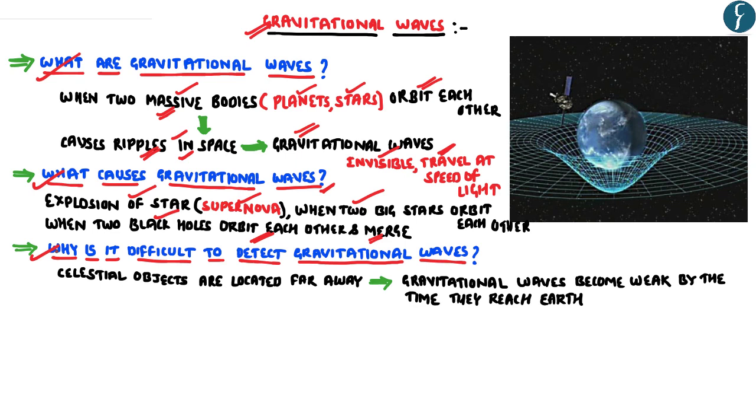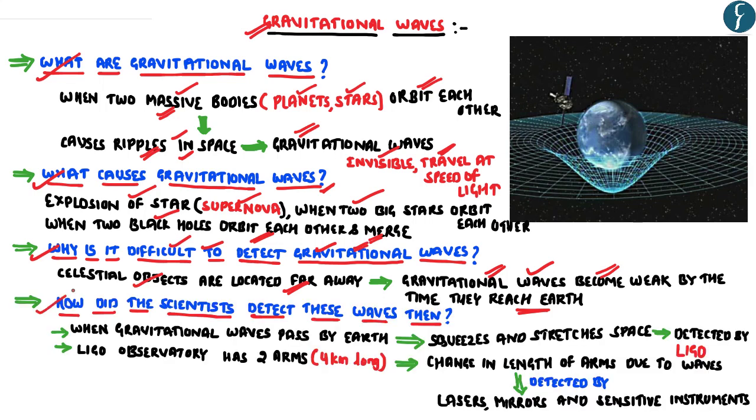Further, it is to be noted that the gravitational waves are extremely difficult to detect. This is because the celestial objects such as planets and stars are located far away from the Earth. So by the time the gravitational waves reach the Earth's surface, they would have become already weak. So since the gravitational waves become weak by the time they reach the Earth's surface, it becomes extremely difficult to detect these waves. So the question which can be raised here is that how come the scientists detected these gravitational waves then?